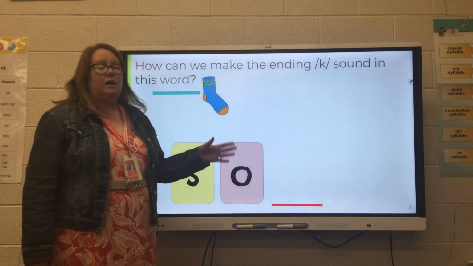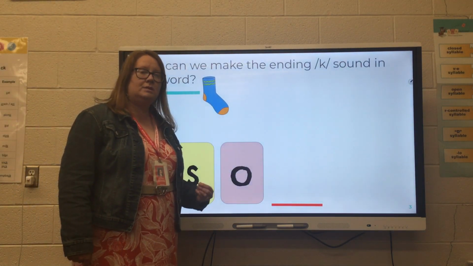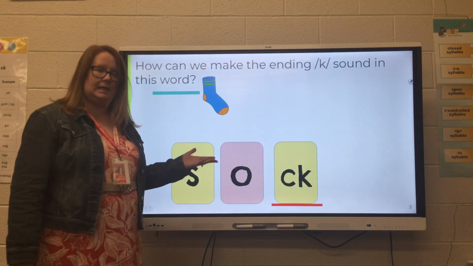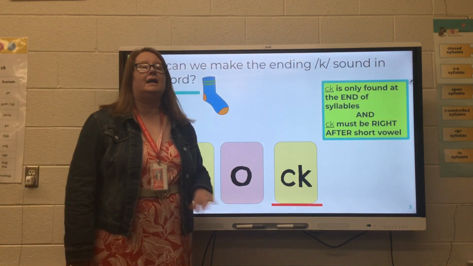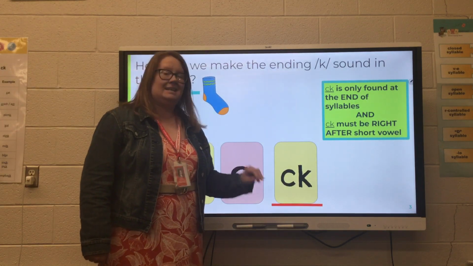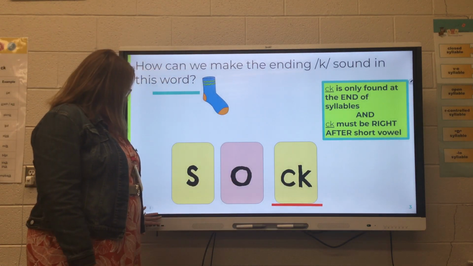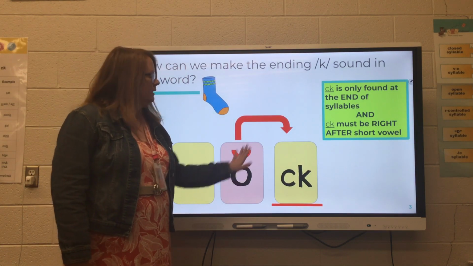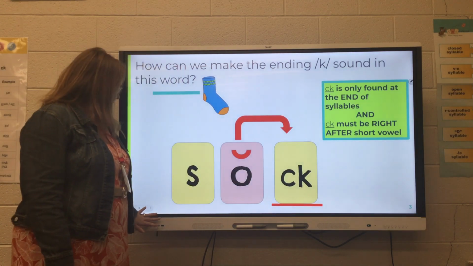So, first of all, we have sock. How are we going to make the k sound in sock? CK. But do you know why? CK is only found at the end of a syllable, and CK must be right after the short vowel. So here's my short vowel, and k is spelled with a CK at the end.